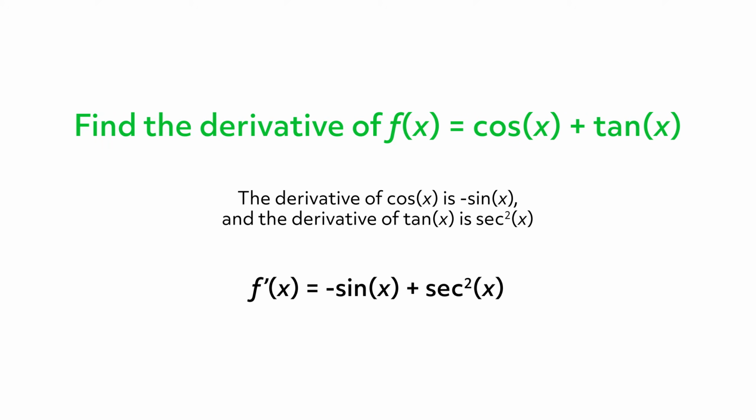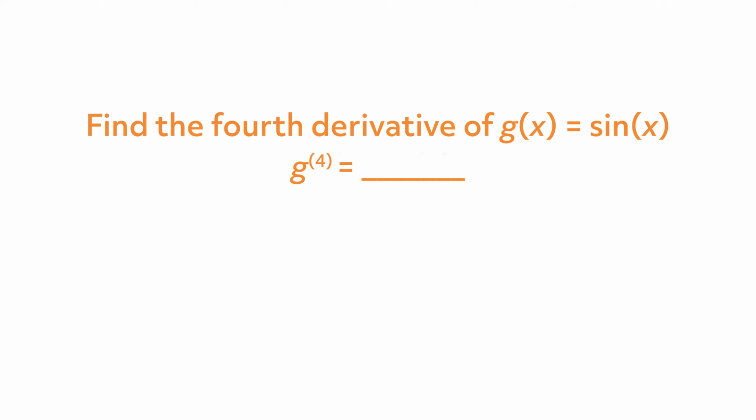Let's try another problem. Find the fourth derivative of g of x is equal to sine of x. This may sound like an absurd problem, but the process is relatively simple. In order to find the fourth derivative, we must start by finding the first derivative, and then the second, and so on. Well, the derivative of sine of x is cosine of x, so the first derivative, g prime of x, is equal to cosine of x.